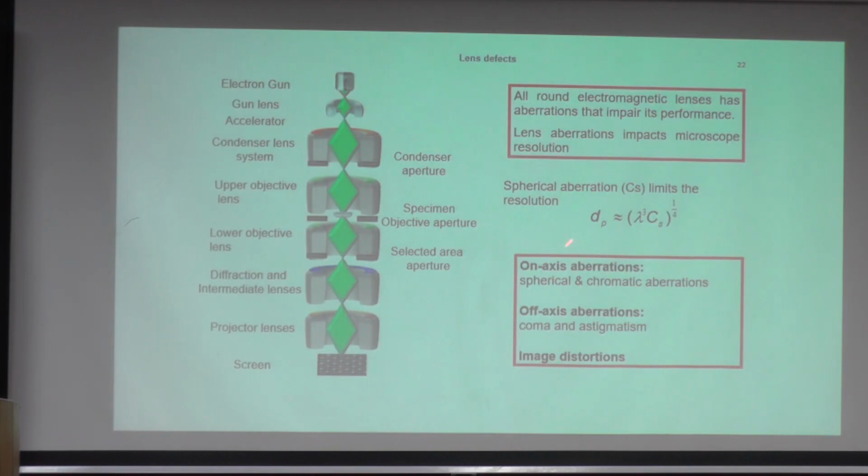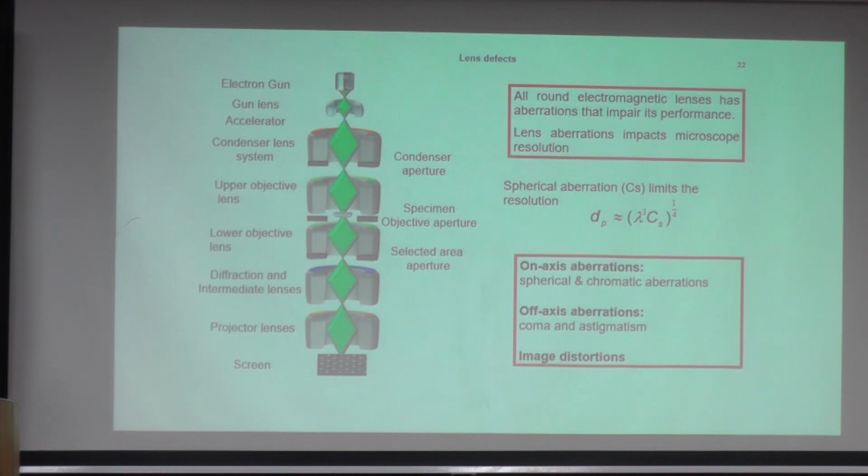So there are different types of aberrations in the electron microscope. One is on-axis aberration, this is spherical and chromatic aberrations, and off-axis aberrations, this is coma and astigmatism, and there are also distortions. The off-axis aberrations we can adjust inside of the microscope, but these on-axis aberrations, spherical and chromatic, you can adjust on a high-end microscope if you have a spherical aberration corrector, but on a standard microscope this is a fixed value, not adjustable.